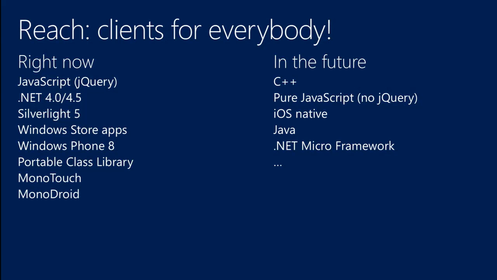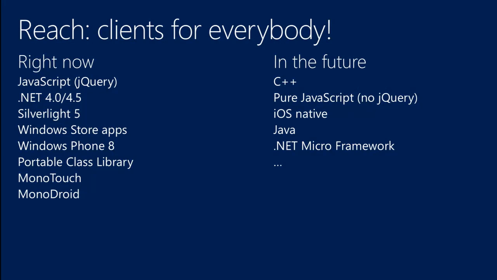So JavaScript, that's jQuery, that's what you saw. We have a .NET client. So .NET 4 and 5 if you're running desktop applications. Silverlight 5, Windows Store applications using C# and XAML. Windows Phone 8 using Silverlight. A portable class library coming in SignalR 2. And MonoTouch and MonoDroid, which are the Xamarin client libraries, which are coming in SignalR 2, which is going to be out in beta in a few weeks. Okay?